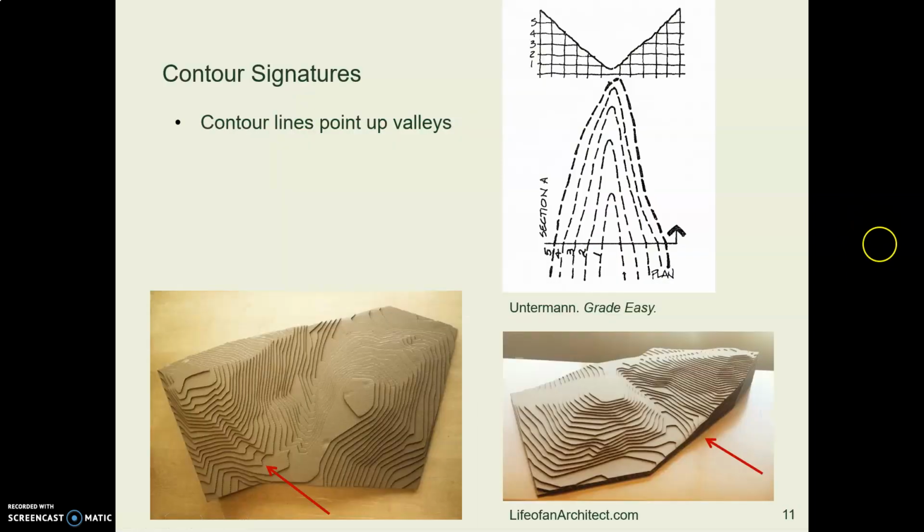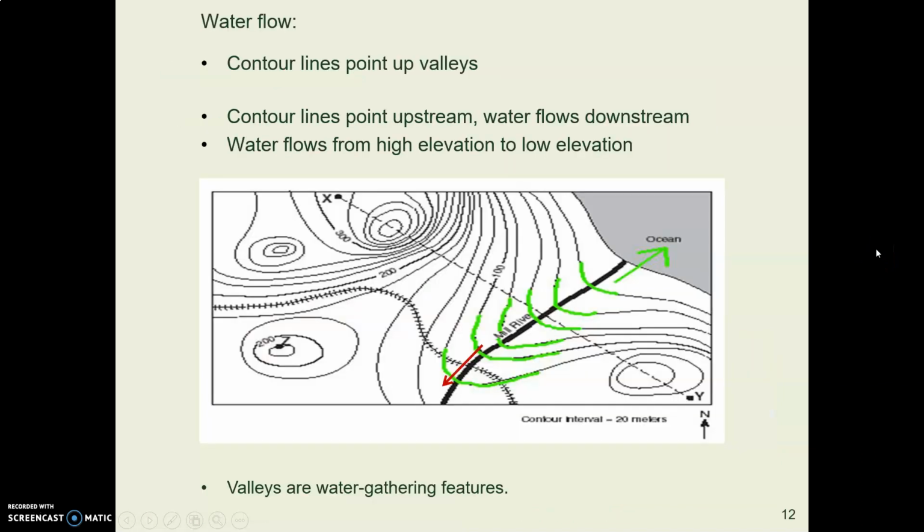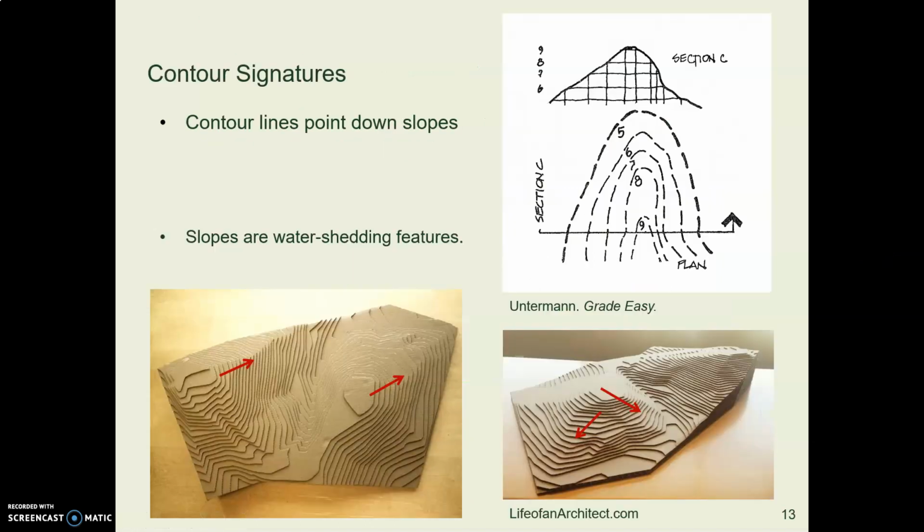Another contour signature is that contour lines point up valleys. So here's the thing in plan view. You can see those V-shaped lines are pointing up a valley. And valleys are water gathering features. Contour lines point down ridges. Ridges are water shedding features.